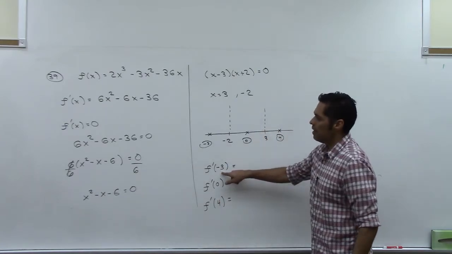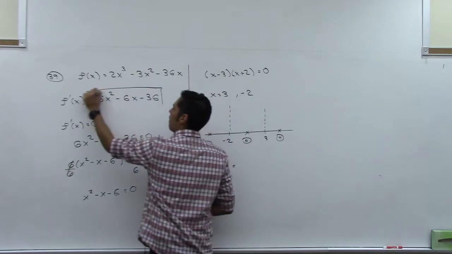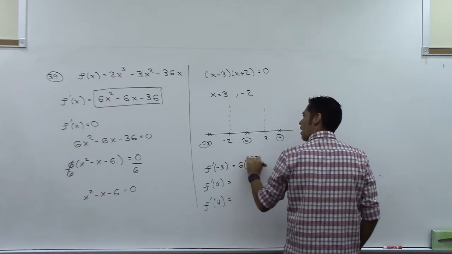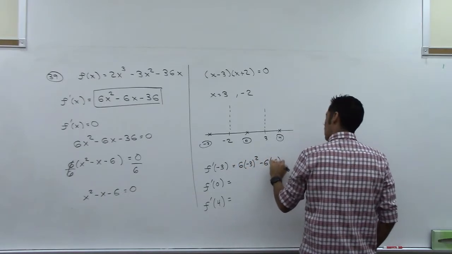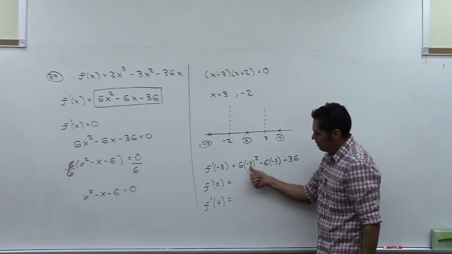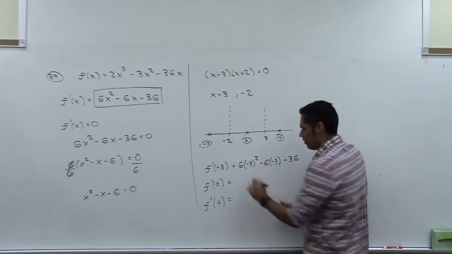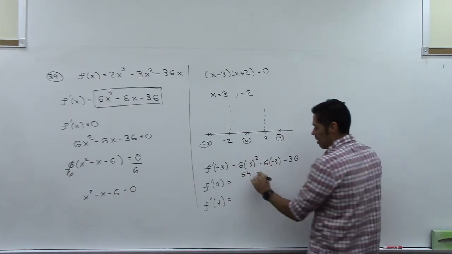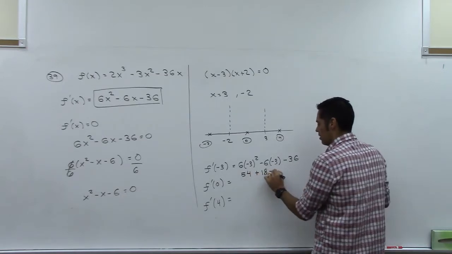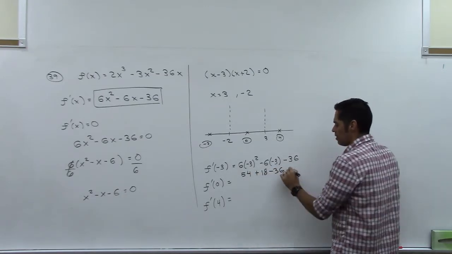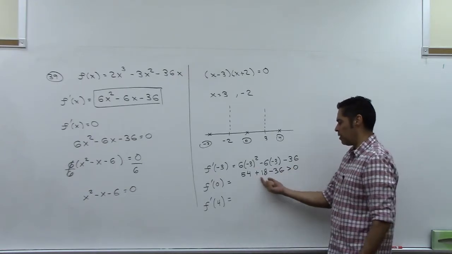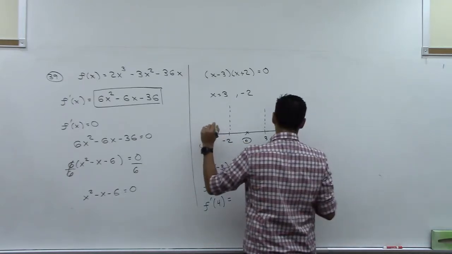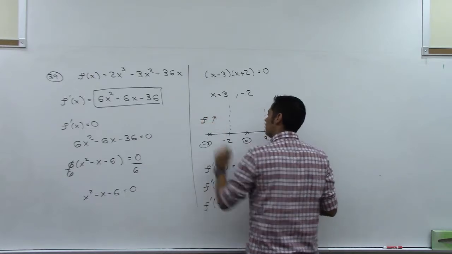So let's take negative 3 and plug it in here. If I plug negative 3 in there, I get 6 times negative 3 squared minus 6 times negative 3 minus 36. Negative 3 squared is 9. 9 times 6 is 54. Minus, now this can actually become a plus because it's negative times negative, so plus 18, and then minus 36. I don't even really care what that number is, I just know that it's positive, right? Because if I do 54 plus 18, take away 36, that'll be a positive number. That means over here at negative 3, since that was positive, my original function's going up.